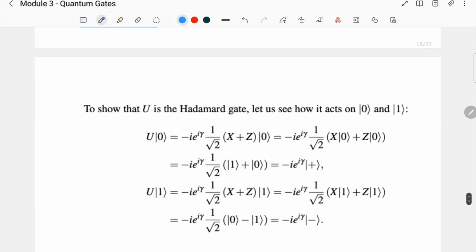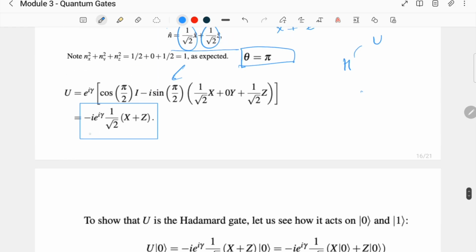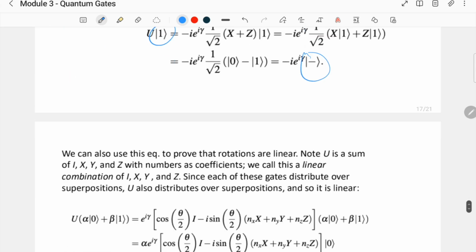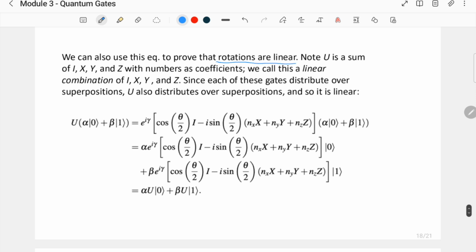Let's see how this works. We apply this newly formed gate on the state 0, and as expected we obtain plus. Remember that Hadamard acting on 0 gives us plus, and acting on 1 gives us minus. So we obtain the same thing. Right. You can also use this to prove that rotations are linear. That is the fundamental property of quantum gates. We won't go into the details, but you can look at this proof.